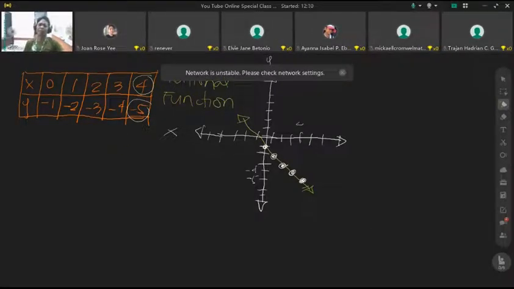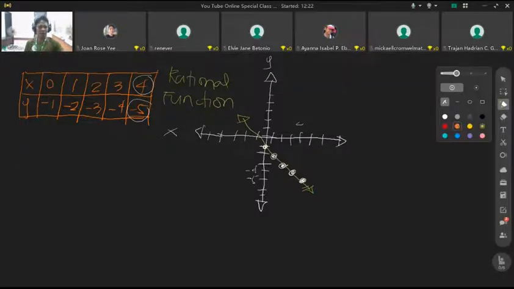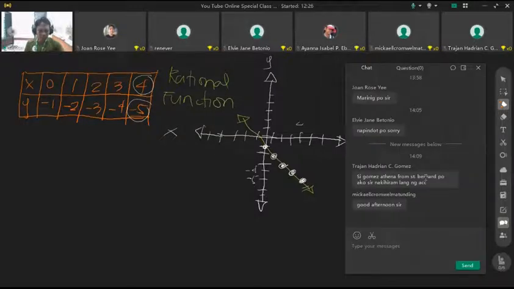Now, if we try to find the inverse of this, we will interchange the values of x with the values of y. This becomes... Gomez, I'm from Saint Bernard, alright. And Matunding, good afternoon. Another from Saint Bernard.